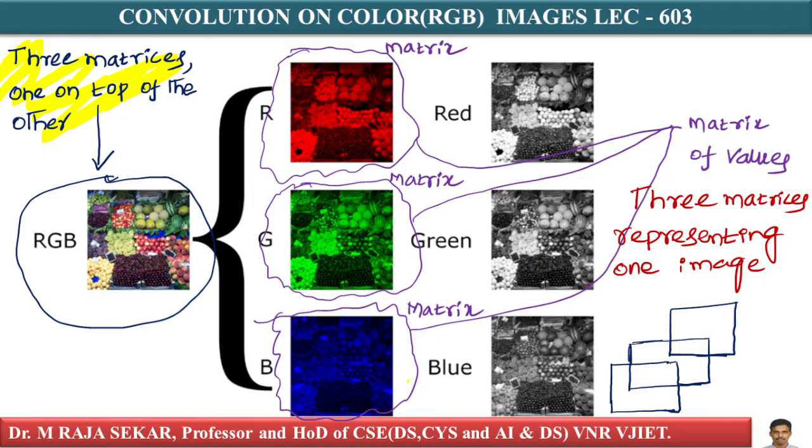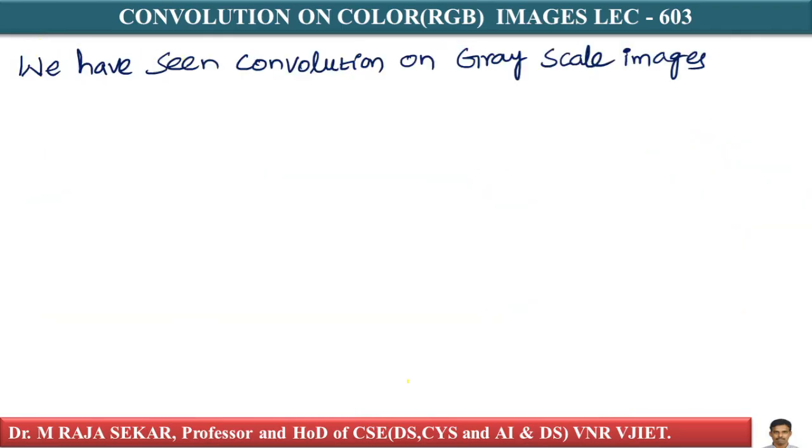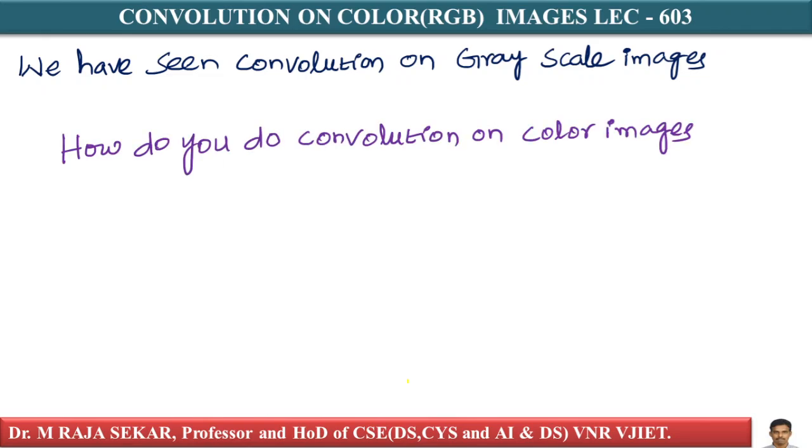In this lecture, we will try to understand convolution on color images, or convolution over RGB images. Till now, we have seen convolution on grayscale images, or black and white images. How do you do convolution on color images?